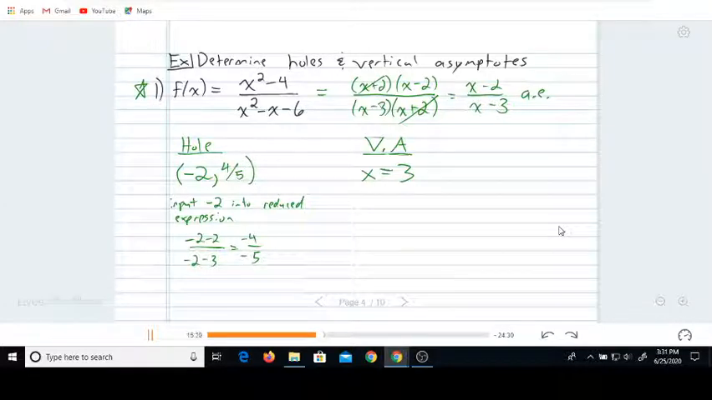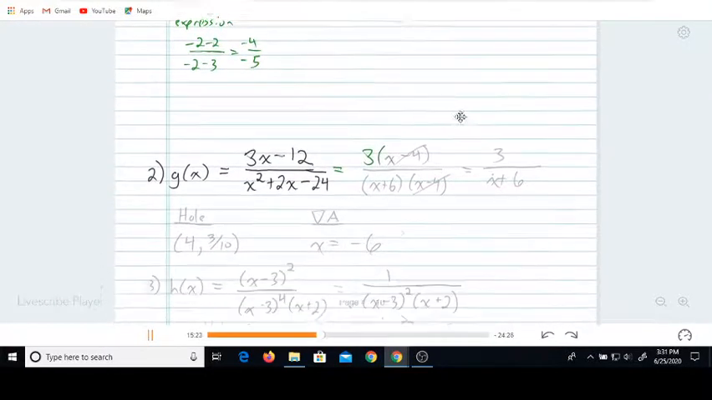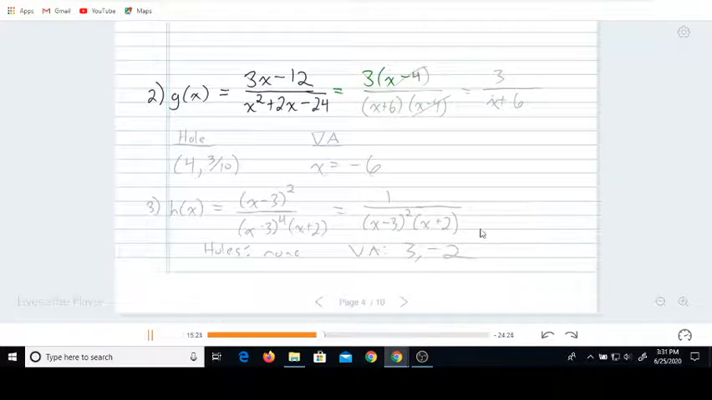Now, let's go ahead and look at example 2. We can go ahead and simplify this one. So we can factor out a factor of 3 in the numerator. Denominator simplifies to x plus 6 times x minus 4. X minus 4 is canceled, giving us 3 over x plus 6. So we're going to have a hole at 4, because 4 minus 4 causes 0. Now we input 4 into the reduced expression, and we get 3/10. That's where this hole is. And the vertical asymptote is going to be at x equals -6. Alright, cool beans. So that's how we distinguish holes from vertical asymptotes.